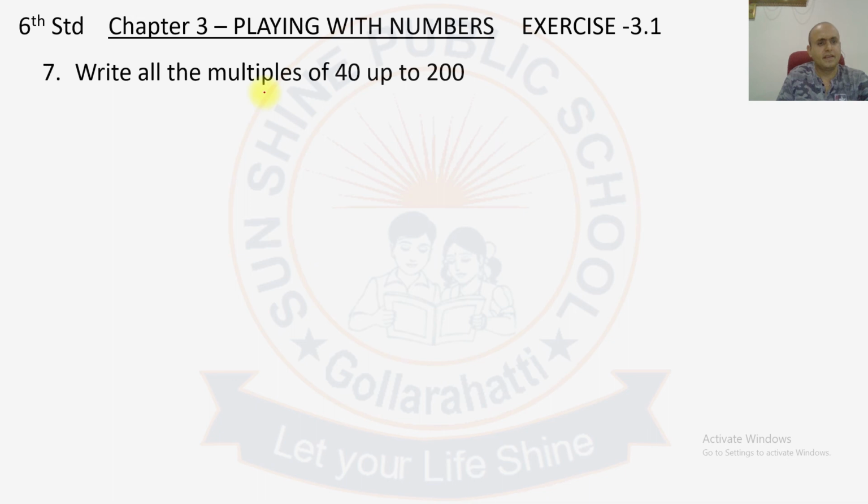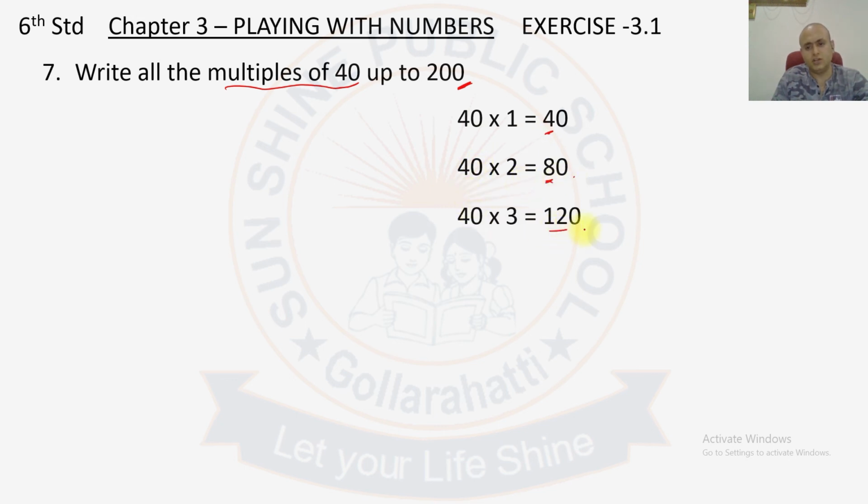Next question. Write all the multiples of 40 up to 200. Here also they have asked to write all the multiples. You have to write the multiples of 40 up to 200. Therefore write the table of 40. That is so easy. 4 ones are 4, that is 40. 4 twos are 8, that is 80. 4 threes are 12, that is 120. 4 fours are 16, that is 160. 4 fives are 20, that is 200.